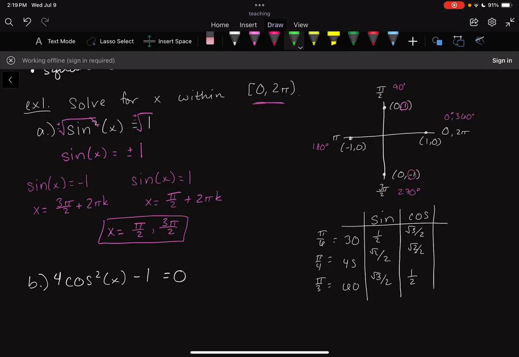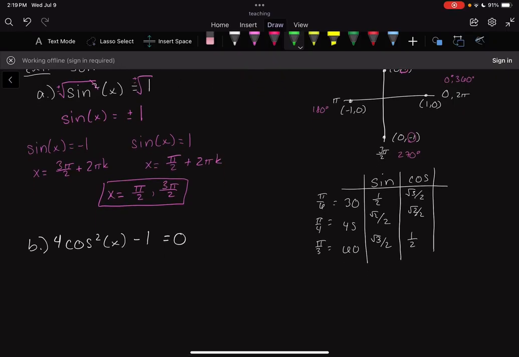So for this one, I would want to get the cosine squared alone first. To do that, I can move over that 1 over 4. So I didn't actually change the problem. I just wanted to show you that sometimes you may need to manipulate a little bit.